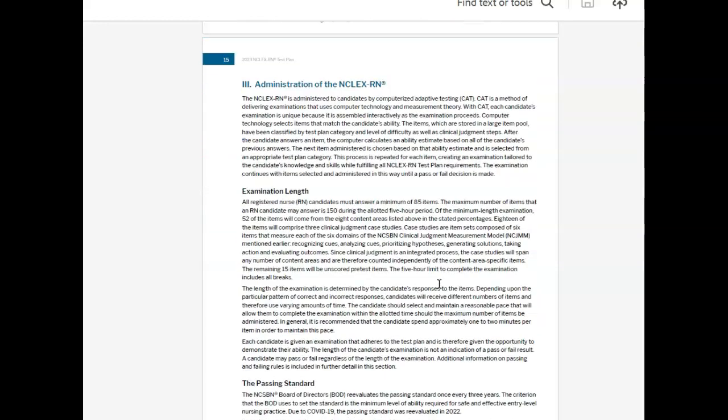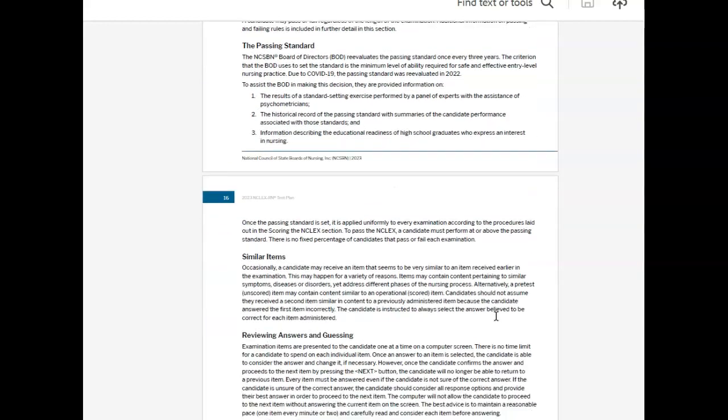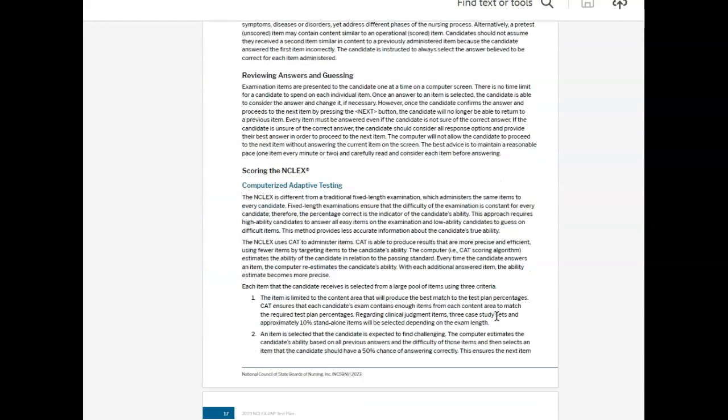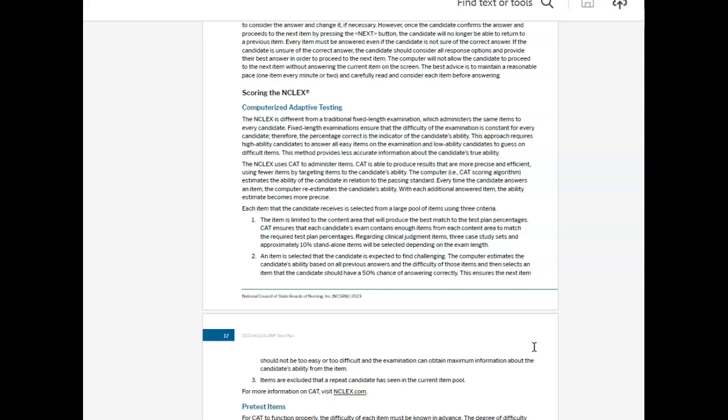Then it talks about the examination length, the passing standard, reviewing answers and guessing. And it says here, examination items are presented to the candidate one at a time on a computer screen. It will not allow you to go to the next question without answering a question. So you do have to select an answer for every question.